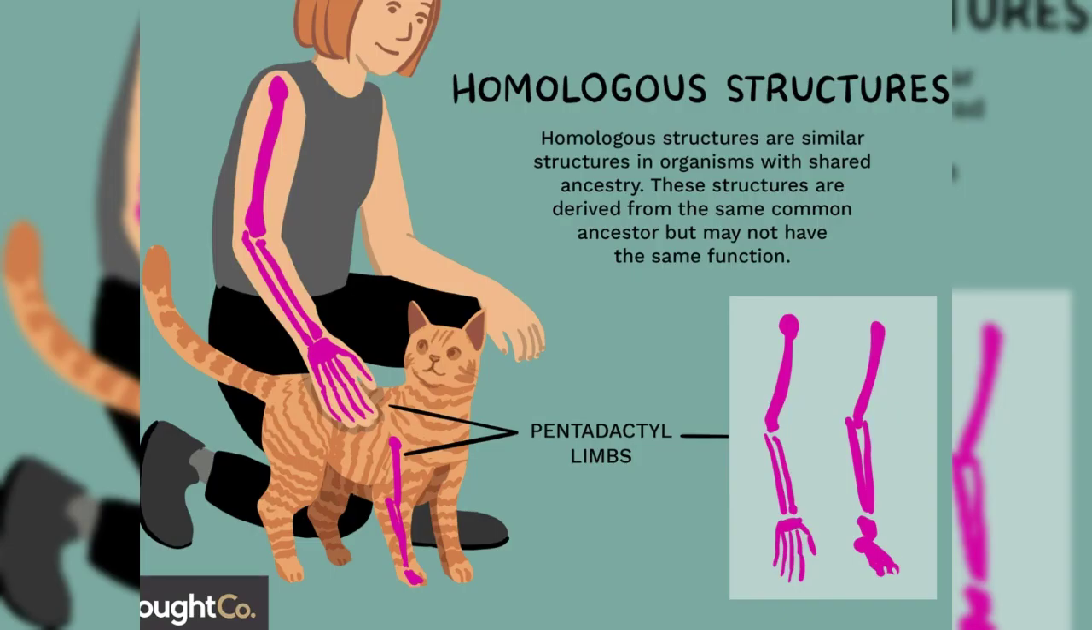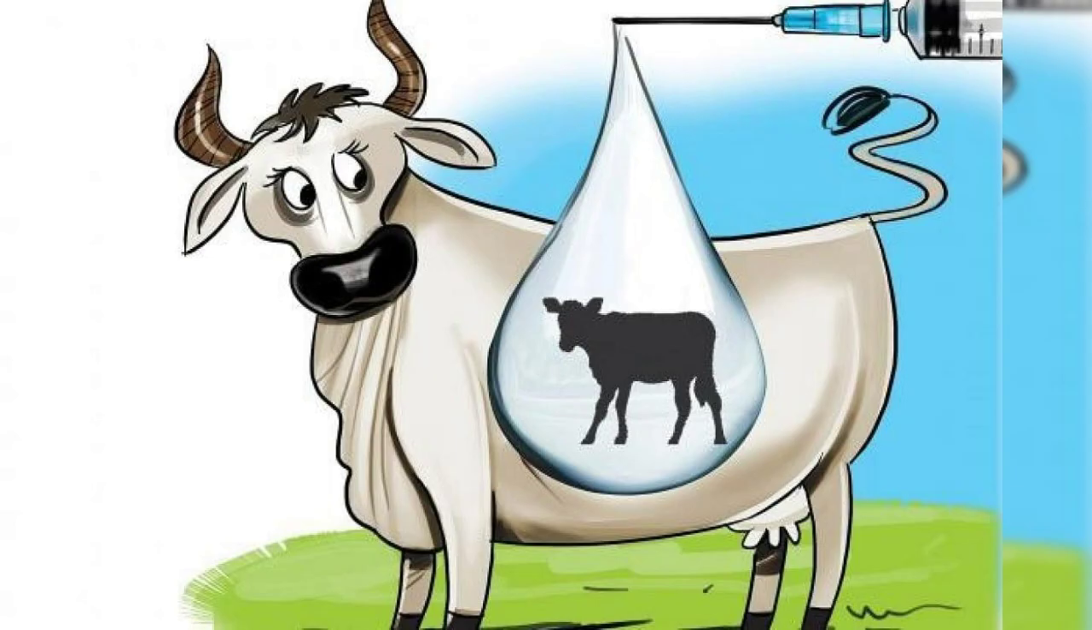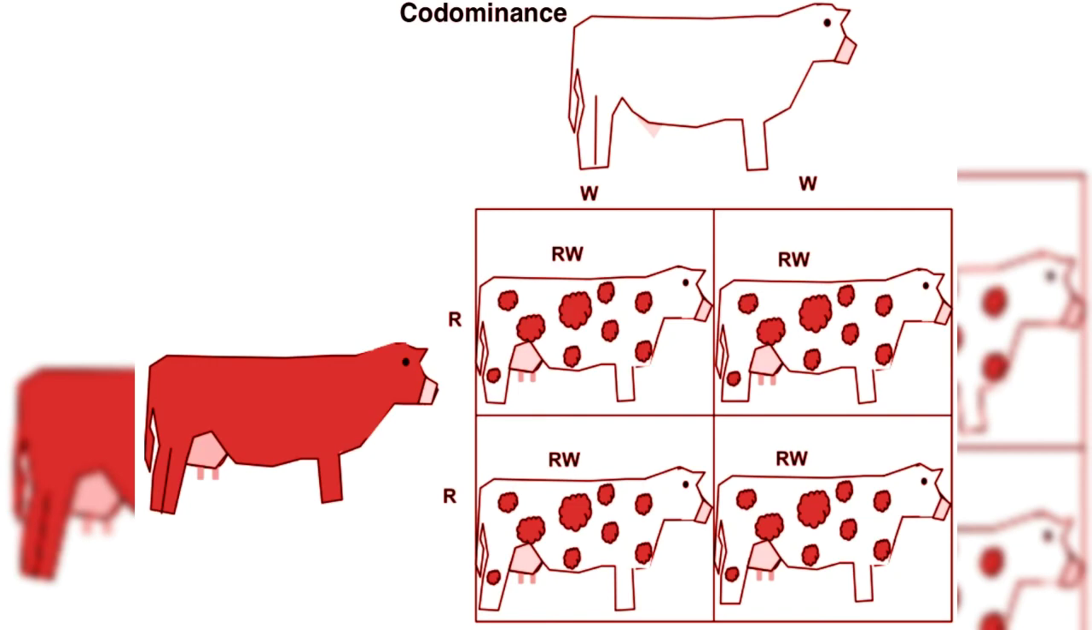Homologous structure. Similar structure that performs different functions in the different organisms. Artificial breeding. The breeding of plants and animals by humans for desired characteristics. Codominance. The type of dominance where both alleles of a gene are expressed in the phenotype in the heterozygous condition.